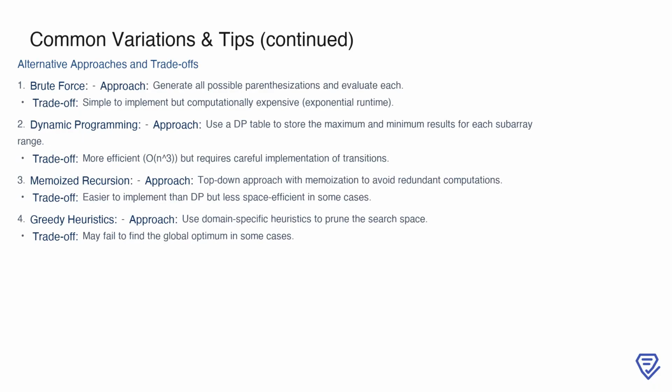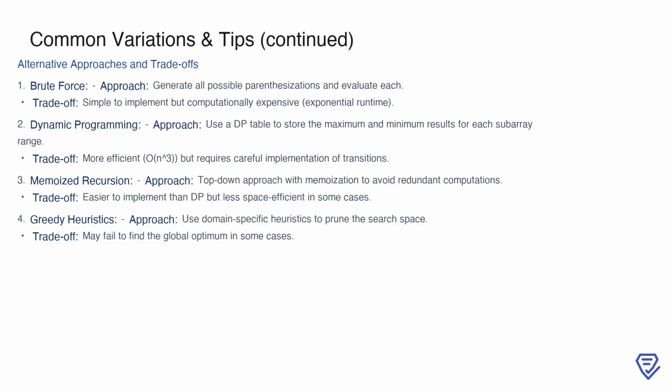When solving the optimal division problem, it's important to consider alternative approaches and understand their trade-offs. A brute force approach involves generating all possible parenthesizations and evaluating each one. While this method is simple to implement, it's highly inefficient due to its exponential runtime. Dynamic programming, on the other hand, leverages a DP table to store the maximum and minimum results for each subarray range. This method is much more efficient, with a time complexity of O(n cubed), but requires careful handling of state transitions and indices.